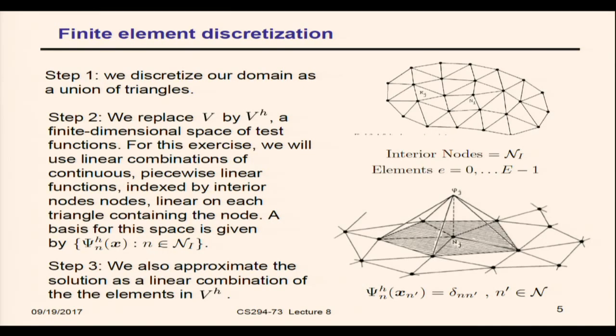However, the advantage of this approach is that it leads to a way of discretizing that has some very nice properties. So this is a finite element discretization, and it comes in a bunch of different pieces. Step one is that we discretize our domain as a union of triangles. So here's a little cartoon up here. So here's a domain in space, omega, and the way we've discretized it is we've laid down a bunch of points and connected them by lines.